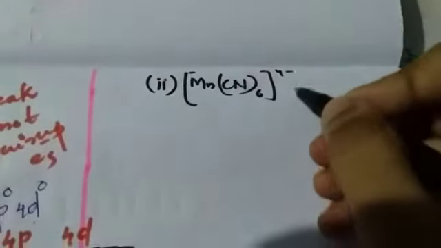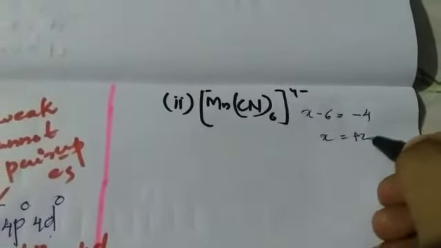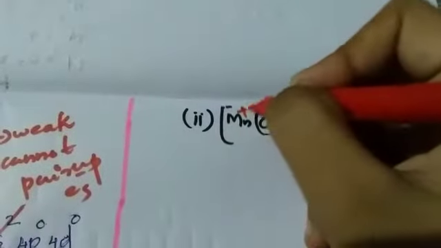The first step is to check the coordination number. Coordination number is 6. 6 is the coordination number because CN is a monodentate ligand. Now the next step is to find the oxidation number. X minus 6 is equal to minus 4. X is equal to plus 2. So X is equal to plus 2 is the oxidation state of manganese here.